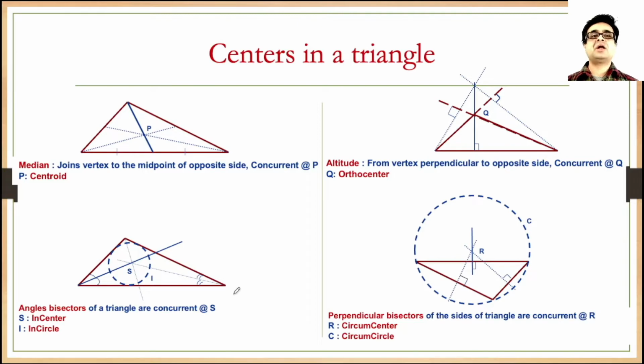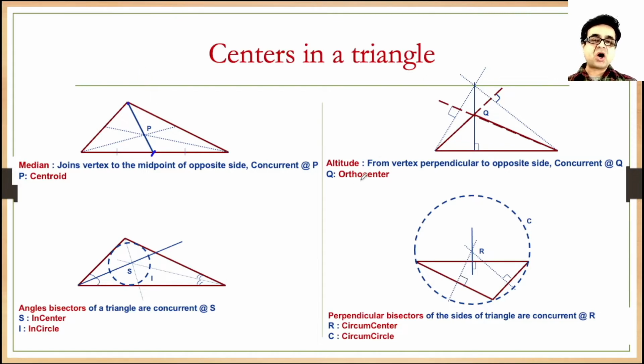All of these four lines have very, very important properties, and the most important thing about them is when you draw these lines out in a triangle, they always meet at a certain point. And each of these points has a different name. The median is the line that joins the vertex to the midpoint of the opposite line. When you draw the three medians, they meet at a point, and that point is called a centroid.